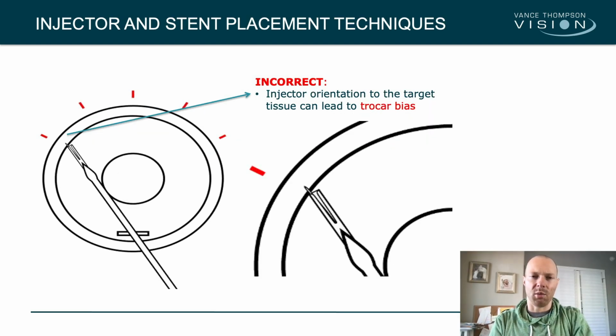In this slide, you can see what we mean by trocar bias and not having the injector perpendicular to the trabecular meshwork. You can see that it's just angled slightly, and that trocar bias is going to prevent the stents from properly flowing down the trocar and getting into good position in the TM.